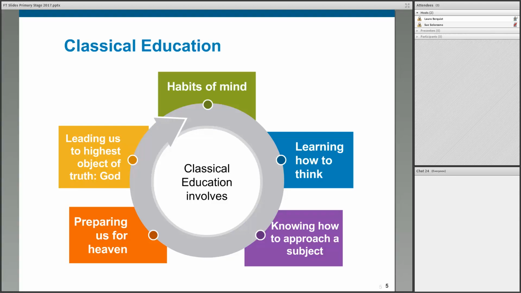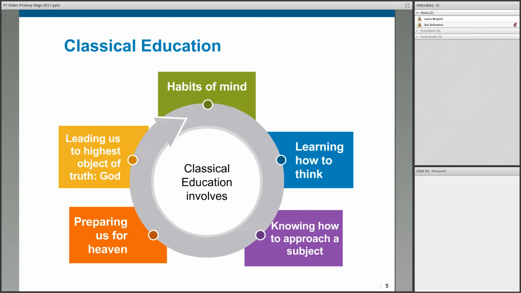So those are goals of classical education as such, and that means that the student knows how to approach a subject, that he knows, like my son Richard with the computer, what are the first steps, what does he need to know first, how does he need to study this. He knows how to approach a subject.